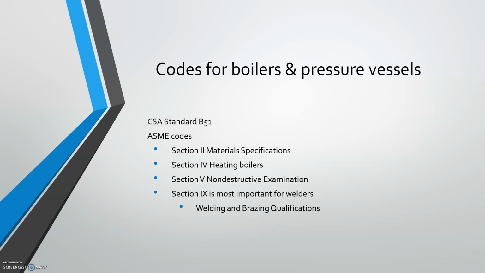CSA B51 and ASME are standards to follow for boiler, pressure vessels, and pressure piping. The ASME code is divided into 12 sections. For you guys, Section 9 is most important because this is the code that you are tested to when getting pressure certified. You can see on the screen there, Section 9 is most important for welders. That takes care of welding and brazing qualifications.